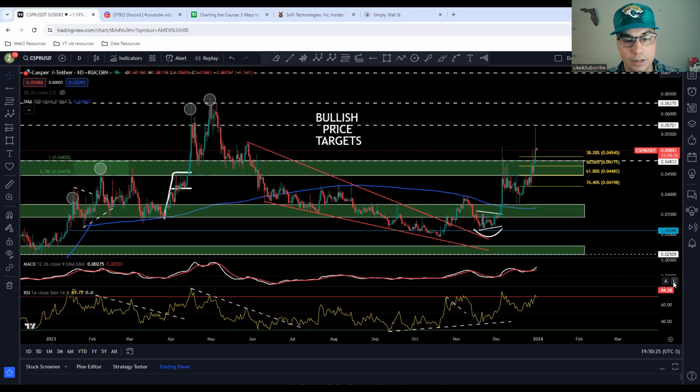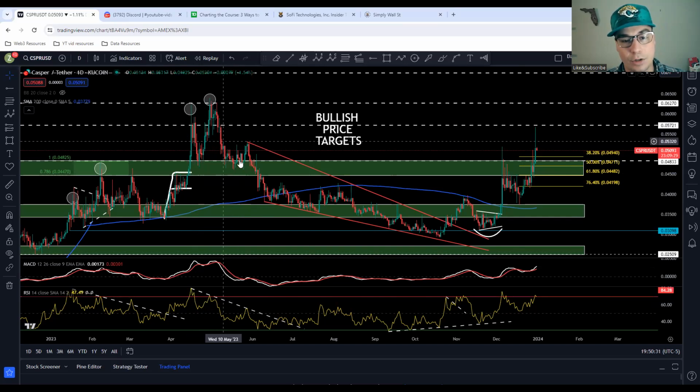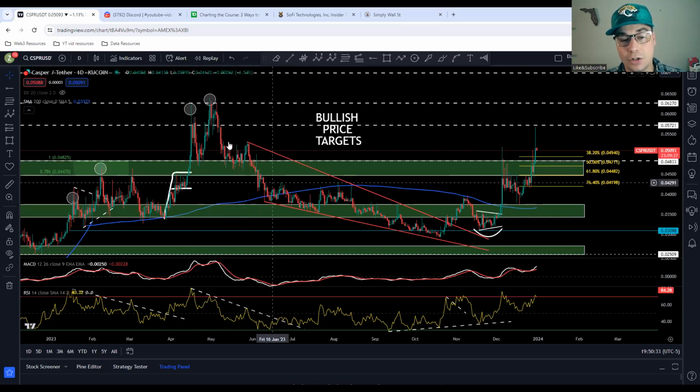Now, you can combine that with something like a MACD. We had a bearish divergence, and then we had a bearish MACD crossover, and that was a good signal that, hey, Casper could be due for a pullback. And sure enough, it pulled back and just kept pulling back, right?